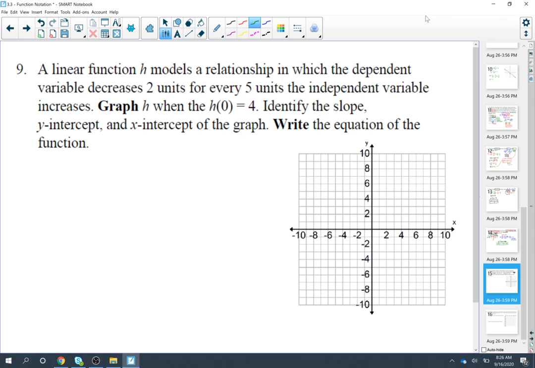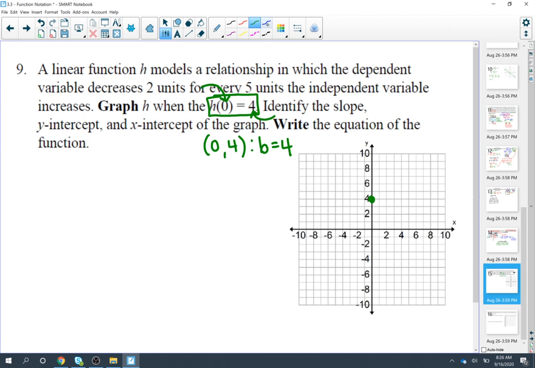Okay, so the first thing that jumps out to me is that when h of 0 equals 4, they're telling us that a point on the graph is (0, 4). Your input value is 0, your output value is 4. So the first thing I can do is put (0, 4) on my graph, which happens to be my y-intercept. So if I'm keeping track, I know that b is 4.